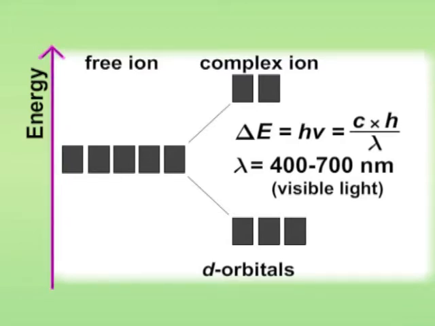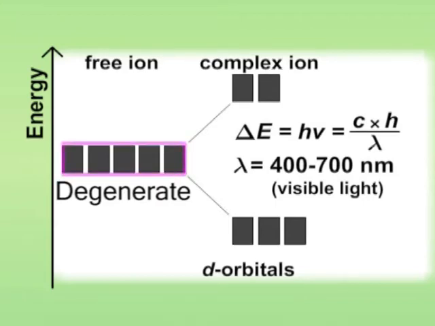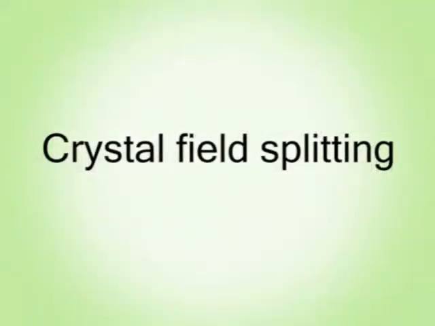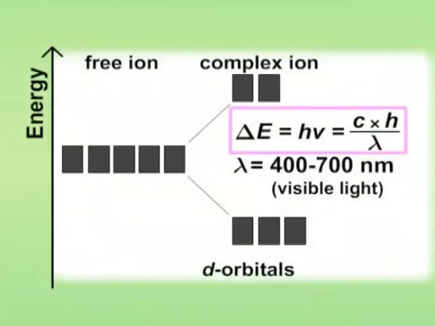Have a look at the energy level diagram of d orbitals on the screen. 5 d orbitals are depicted in a free ion. These are degenerate orbitals. When the anion or ligand approaches the transition metal atom or ion, splitting of d orbital into two sets of energy levels takes place. Out of the 5 d orbitals, 2 are at high energy level whereas 3 are at low energy level. This is called crystal field splitting. Energy difference between two energy levels is shown here.